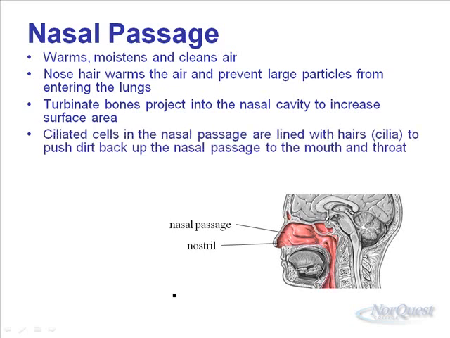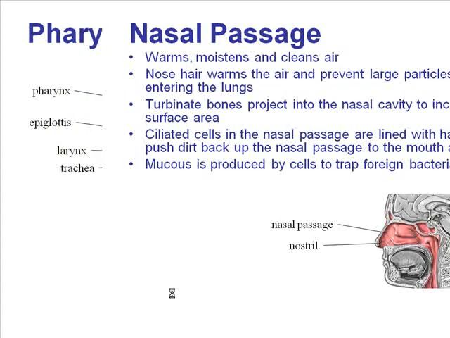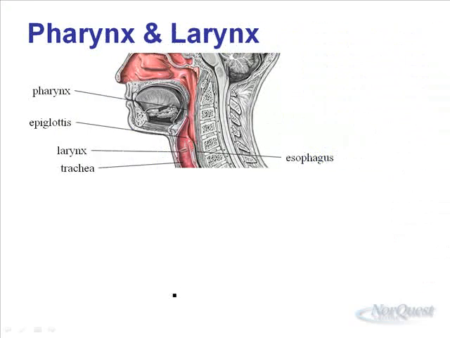Ciliated cells in the nasal passage are lined with those hairs, and they push the dirt back up into the nasal passage. So one of the reasons our nose gets stuffy is because we're constantly secreting this mucus, but also stuff is constantly being pushed forward up towards our nose to get it out of our body. The only way things can leave is if it leaves through our nose or leaves through our mouth. The mucus traps the bacteria.